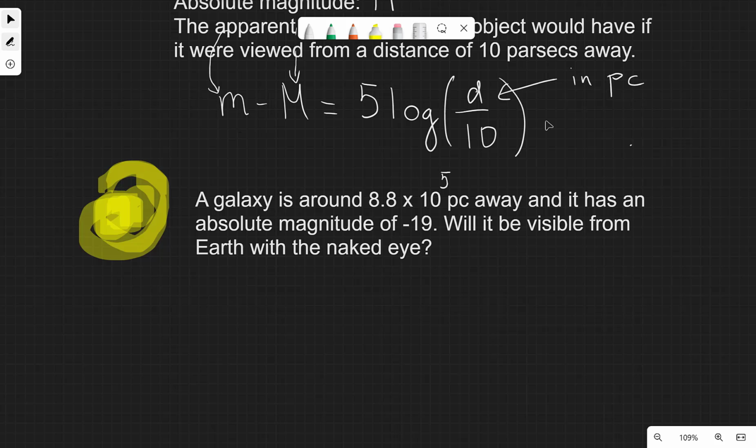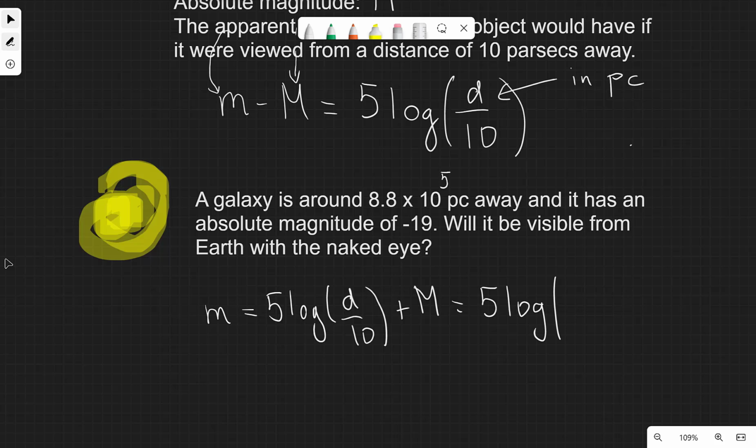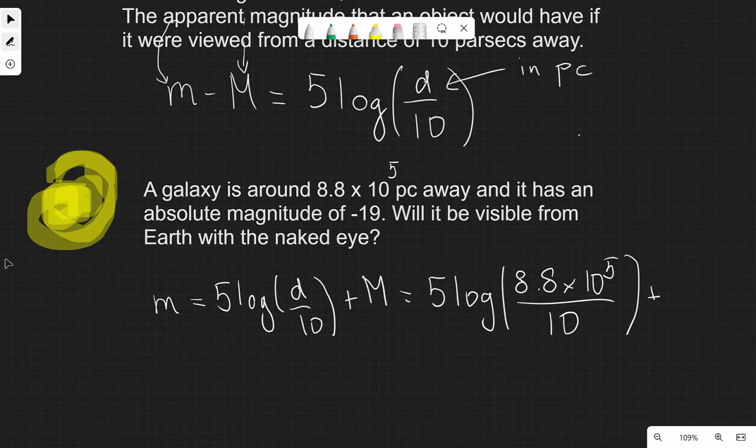So, I'm going to use this equation here, and I'm going to just rearrange for m. I'm going to find that m will be equal to 5 log d over 10, and then plus the absolute magnitude, which will be equal to 5 log, and now the distance is 8.8 times 10 to the power of 5, then I'm going to be dividing that by 10, and then to that we must add the absolute magnitude M, which is minus 19, like so. If we were to put this into a calculator, we're going to get an answer of around 5.72.